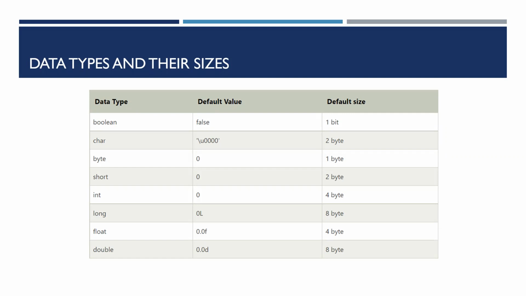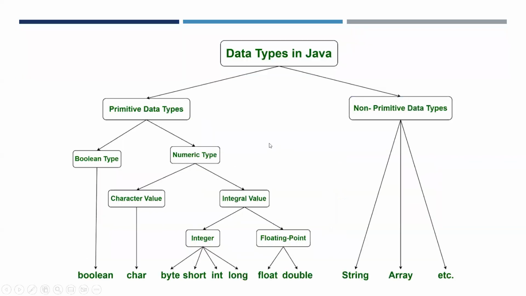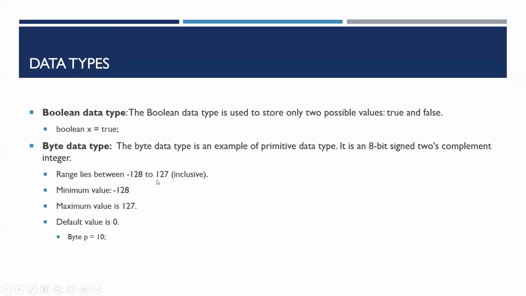Whenever you're initializing any value, you must know that you're really going to hold this much data or not. So for byte, it is -128 to 127 inclusive. If your whole data within the complete project lies between these integers only, simply go with the byte keyword. The default value is 0, and byte p equal to 10 is how you declare a byte variable.